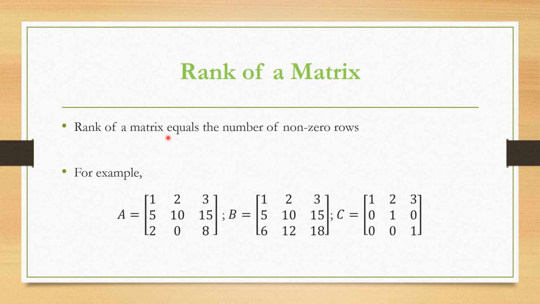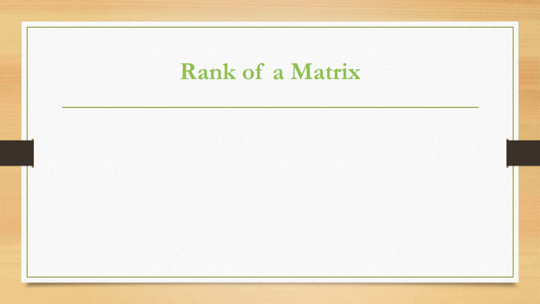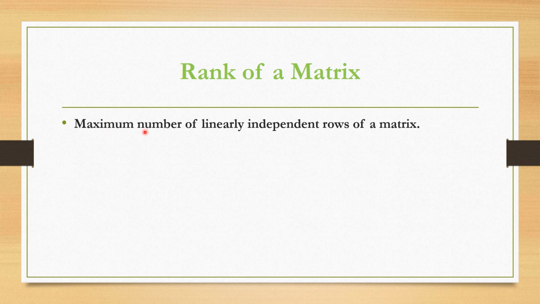Rank of a matrix can be defined as the number of non-zero rows of the row reduced echelon form of the matrix A. Echelon form of a matrix is the arrangement given in the example C. The leading diagonal entries will be 1. Not even leading, in every row the first non-zero entry will be 1. So the rank of a matrix gives the maximum number of linearly independent rows of a matrix.